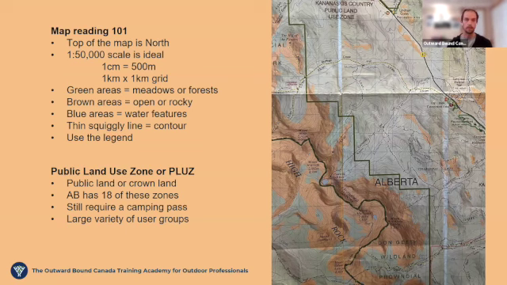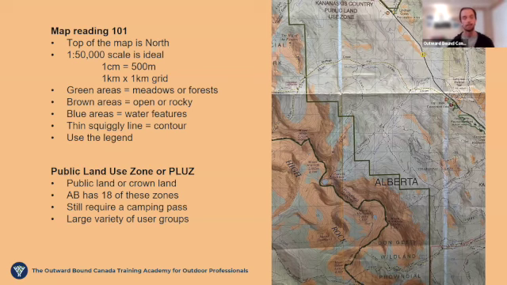Other key things to talk about with maps, the green areas kind of in those blue squares, those are going to be meadows or forests. The brown areas kind of in the image there on the bottom left, those are going to be open or rocky areas. You'll see blue features that are water. And then there's thin squiggly lines that kind of go throughout this entire image that actually create full circles. Those are contour lines, topography lines, some people might call them.